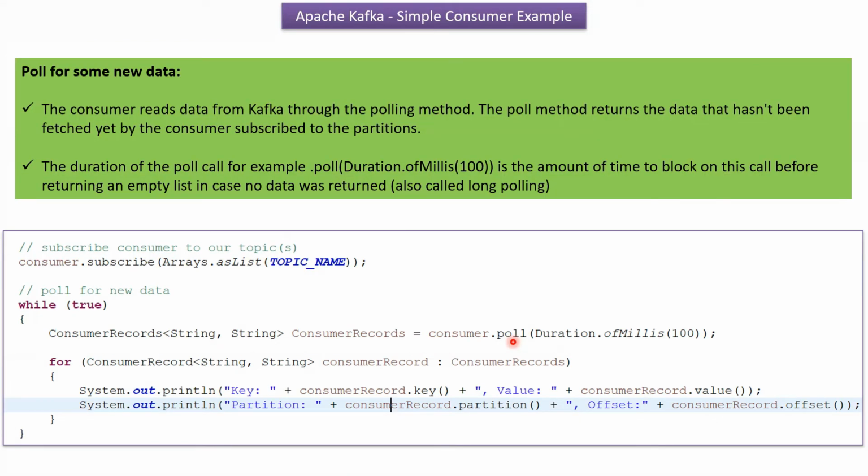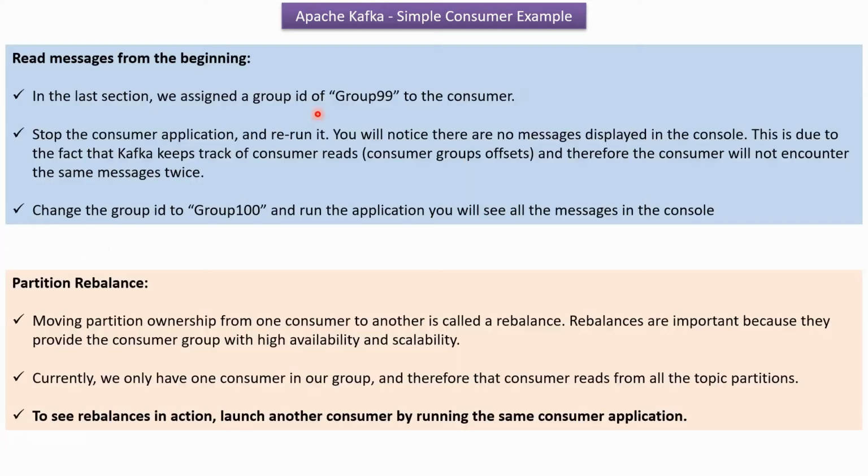Consumer reads data from Kafka through polling method, and this poll method returns the data that hasn't been fetched yet by the consumer, which is subscribed to the particular topic. And here we are passing the duration. The duration is the amount of time to block on this call before returning empty list in case of no data was returned. In the consumer program, we have assigned group ID of group 99 to the consumer. So the consumer belongs to the group 99.